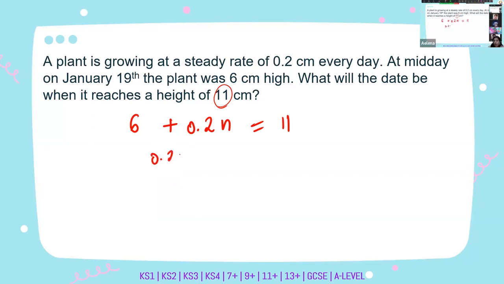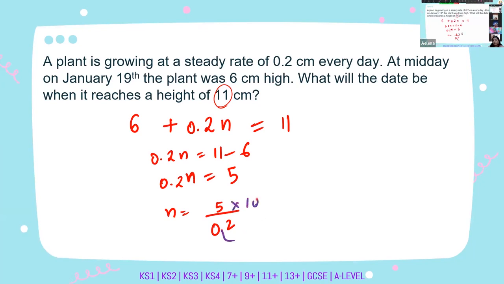So you can subtract 6 on both sides. 11 minus 6 is 5. So 0.2 times n equals 11 minus 6, which is 5. So n equals 5 divided by 0.2. Now see, to remove the decimal from the denominator, I can multiply the top and bottom by 10. So 50 divided by 2 is 25. So it's after 25 days.